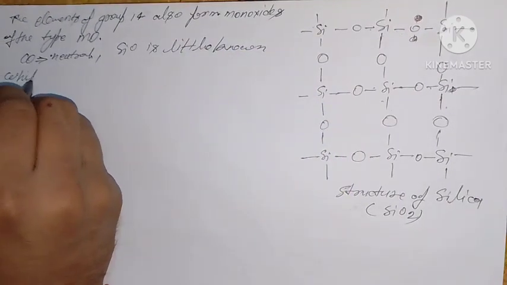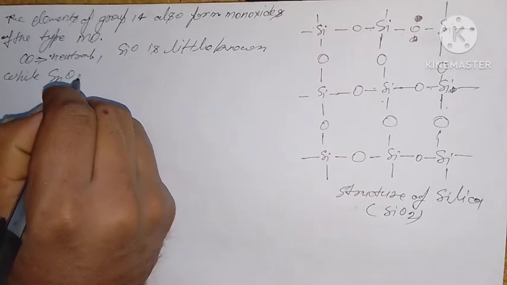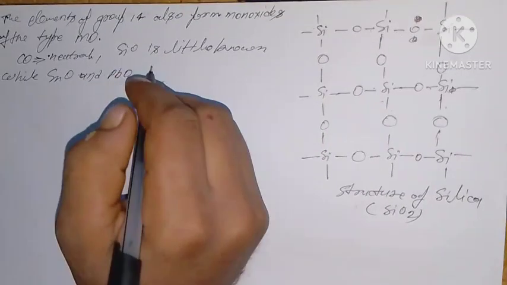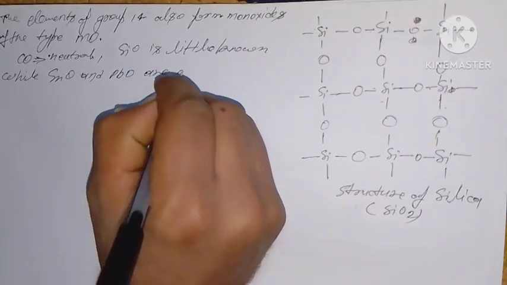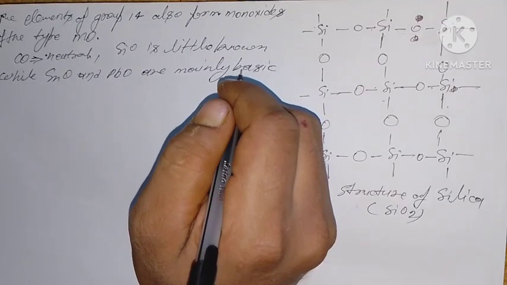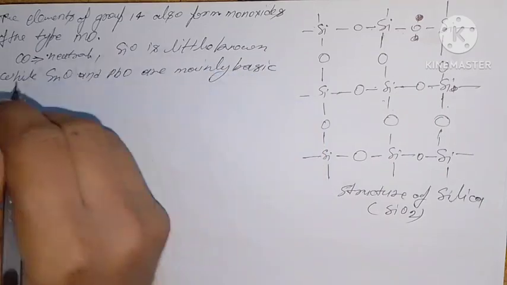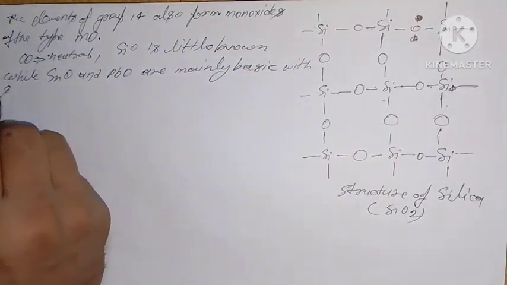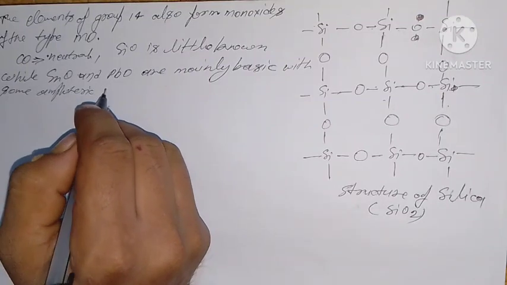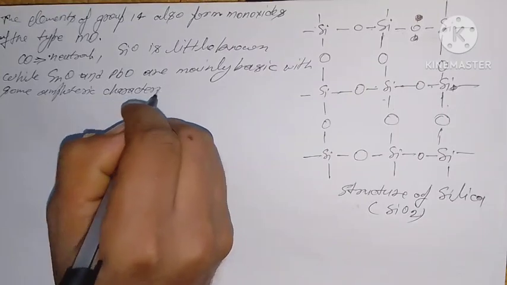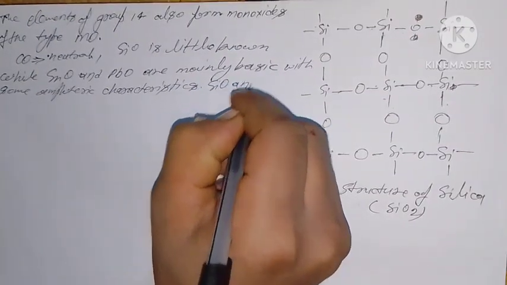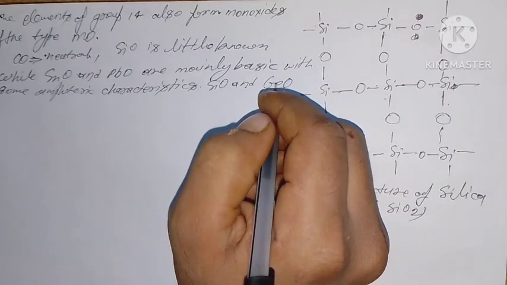While stannous monoxide and lead monoxide are mainly basic, with some amphoteric characteristics.